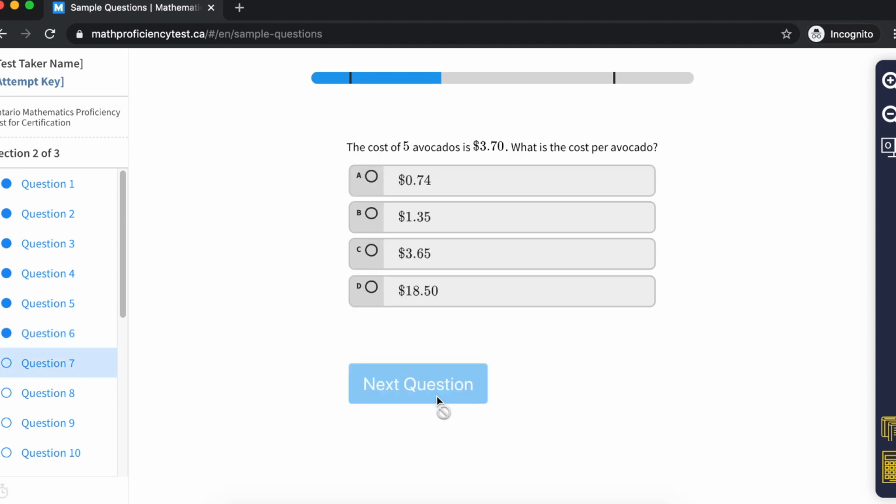Question 7. The cost of 5 avocados is $3.70. What is the cost per avocado? Okay, so I'm going to use AV for avocado. So we want to know what is the dollars per avocado. And this per means division. So that's what we need to do in order to get to the answer.